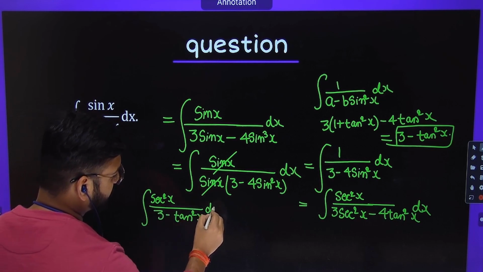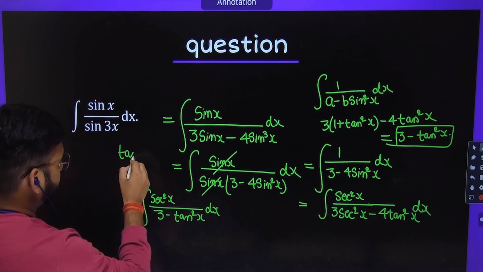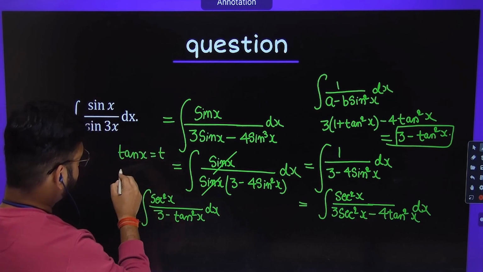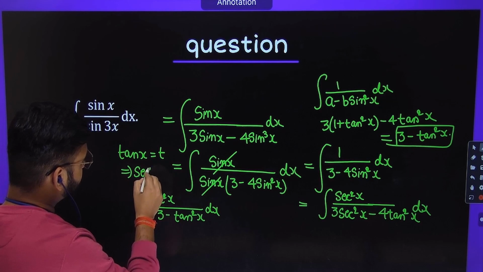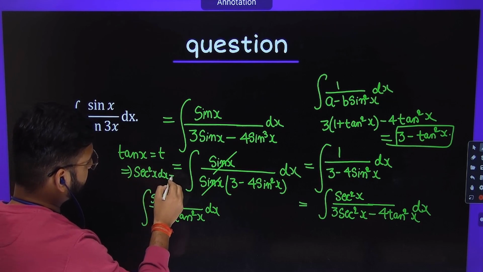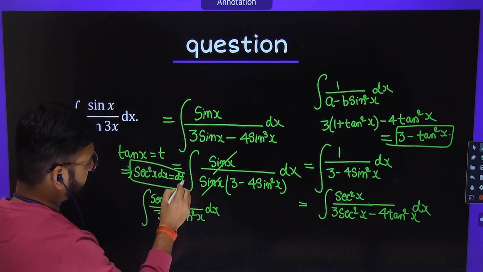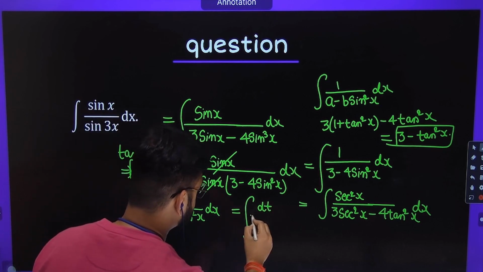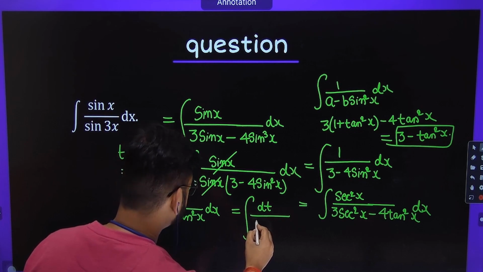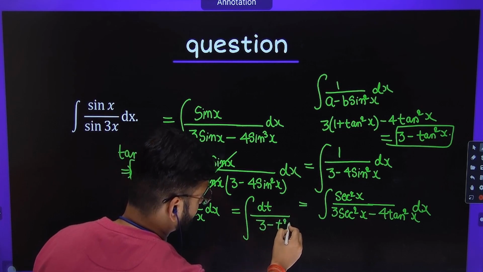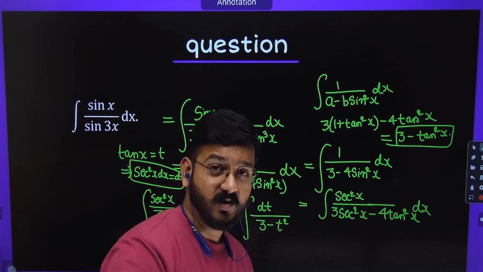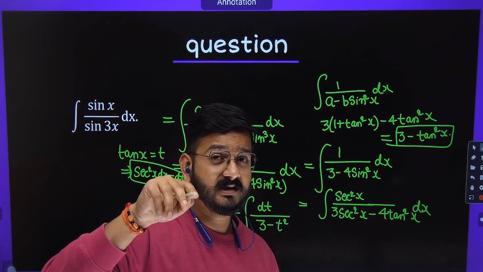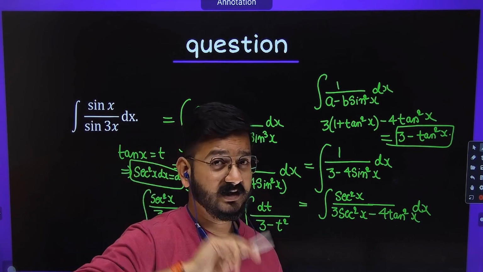As you know, we will substitute tan x as t here. So tan x will be t. Derivative will be how much? Secant square x dx equal to dt. Correct? Let's substitute. So this becomes integral of 1, that is dt, divided by 3 minus t square, which is clearly visible. It is a standard form, 1 by a square minus x square.